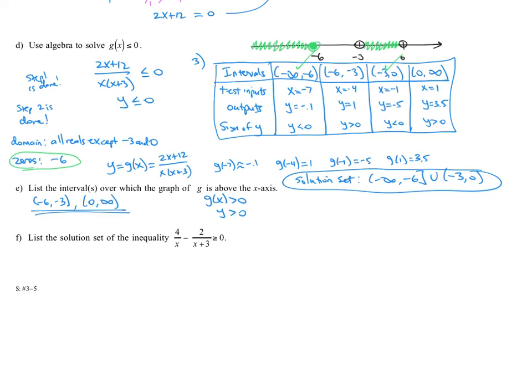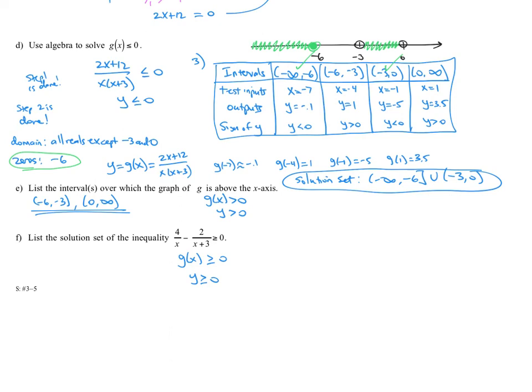The same thing is true for part F. To list the solution set of this inequality, we just need to recognize that the left-hand side is g of x. So we're just trying to solve g of x greater than or equal to 0, which means y greater than or equal to 0. And we've done all the work, all the previous steps.